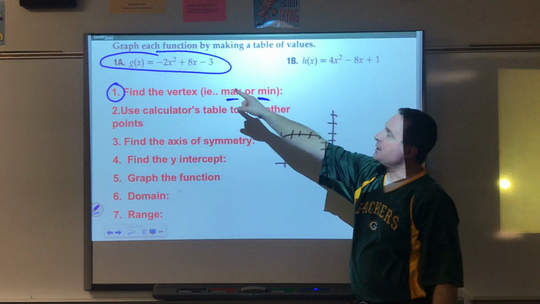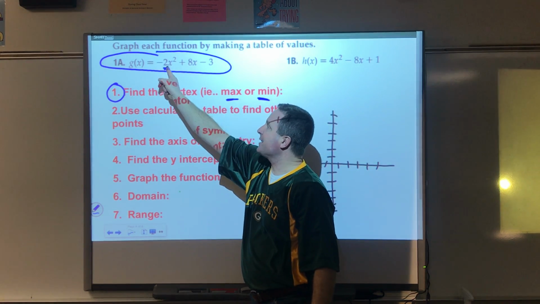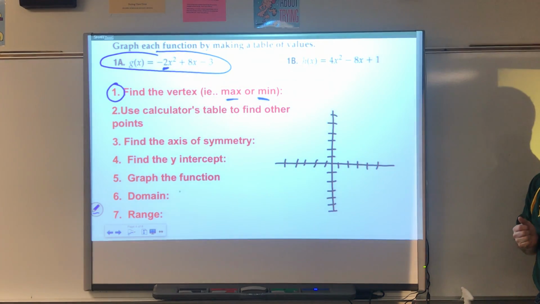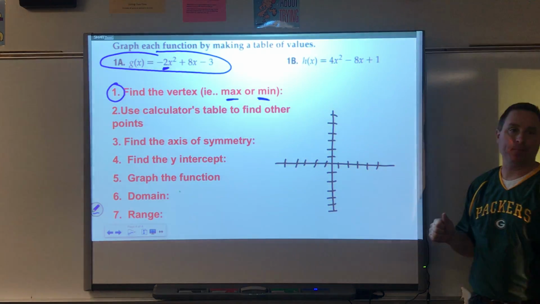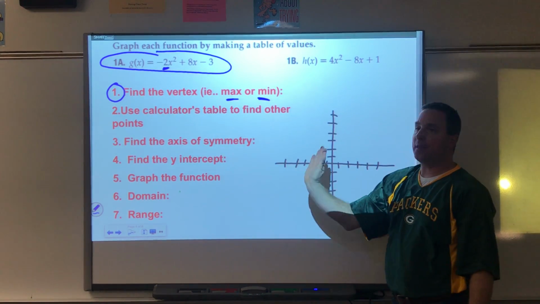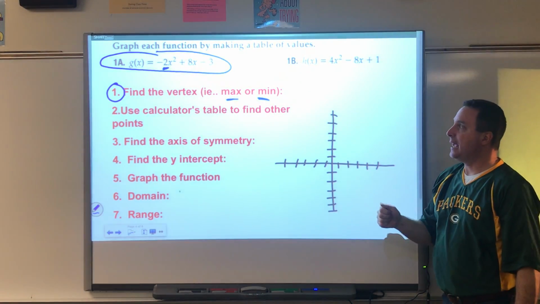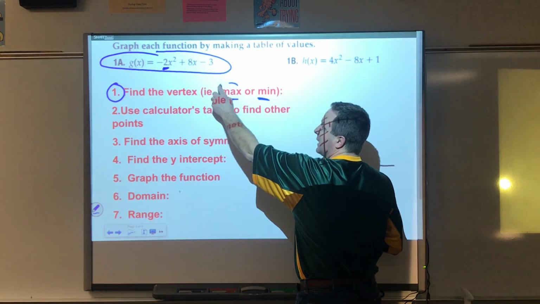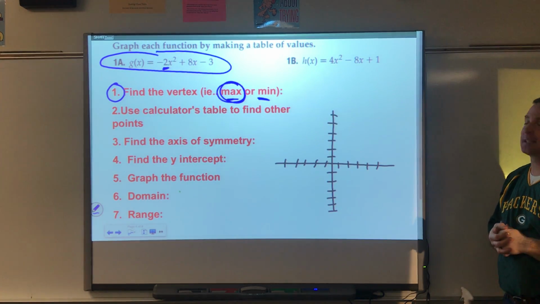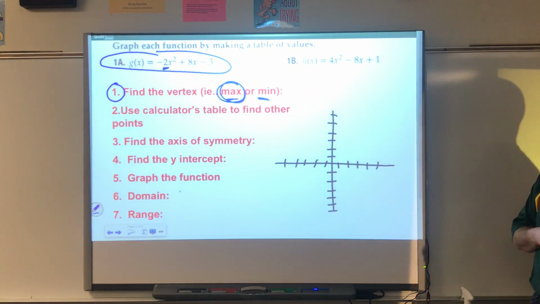Well, if I look carefully at this equation here, A is -2. That should tell us whether it opens up or down and whether or not it has a maximum or a minimum. And because A is negative, like we saw a minute ago, that means it opens down, and if it opens down, it's going to have a maximum.